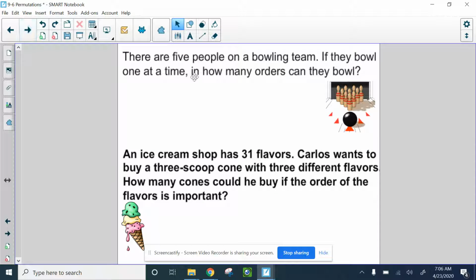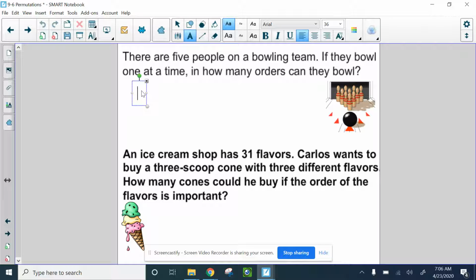So if I have 5 people on a bowling team, if they all bowl one at a time, in how many orders can they bowl? So to do this, if I were going to be typing the names up on the scorekeeping screen, when I go to type the first person's name, there are 5 choices of who could bowl first. But after that, once one person's selected, there's only 4 people for the next spot. And then after that, since 2 people's names are already on the board, I only have 3 spots, and then 2 spots, and then finally 1 spot.